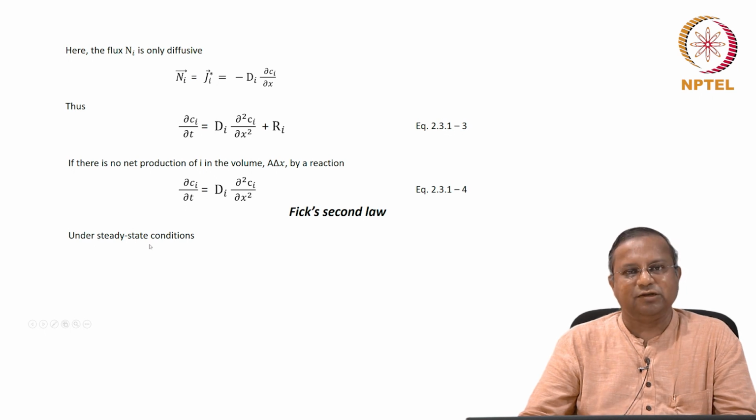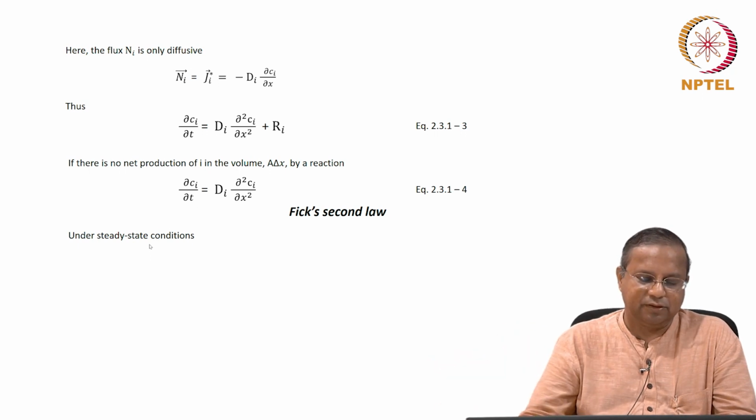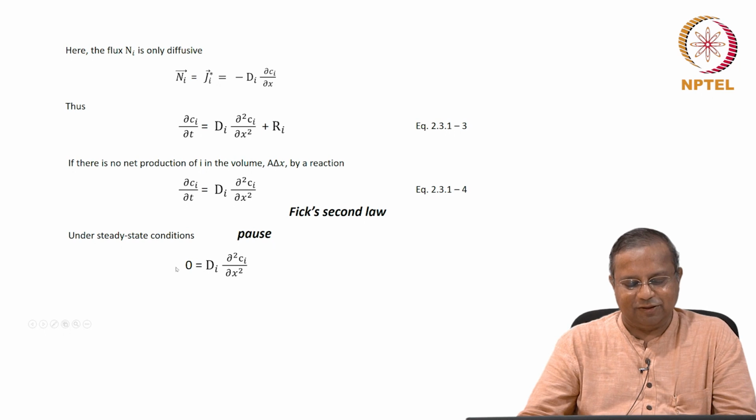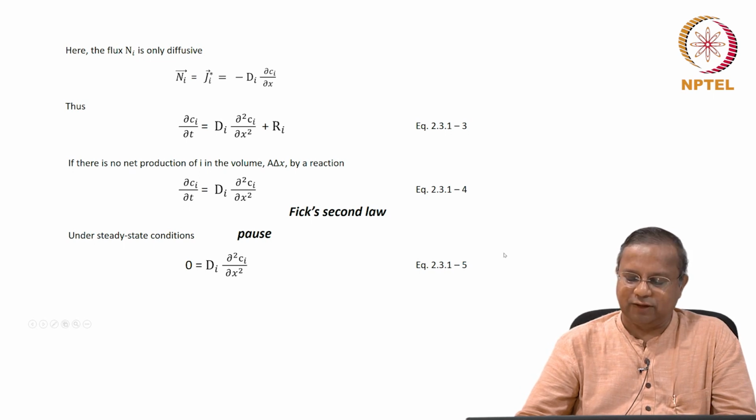Under steady state conditions, you know what steady state is, the properties of interest at a point do not vary with time, which means effectively any time derivative goes to 0. So, this time derivative goes to 0, and what do you get? Pause, do that and get back. Yeah, you would get 0 is Di ∂²Ci/∂x². Very simple, beautiful expression, Di ∂²Ci/∂x² equals 0. And this is equation 2.3.1-5.